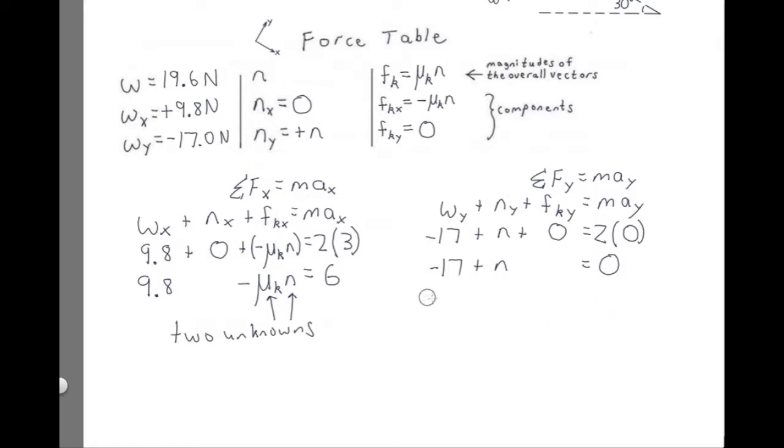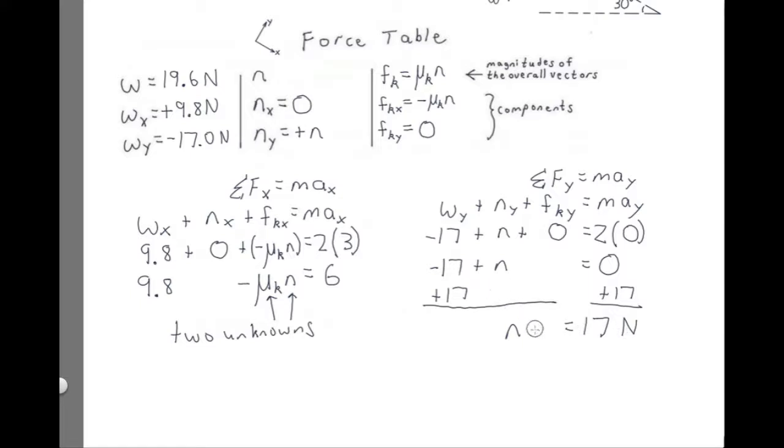This equation is easy to solve by adding 17 to both sides. We're adding 17 to get rid of the negative 17. The units for the normal force are newtons. And now we should ask if this result makes sense.